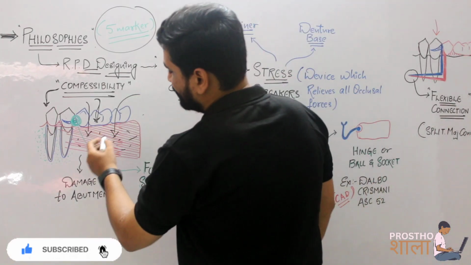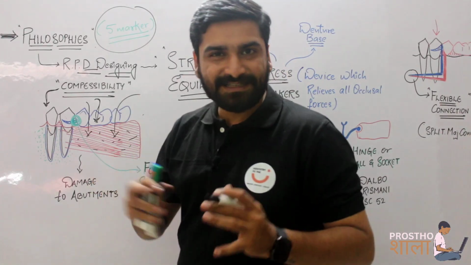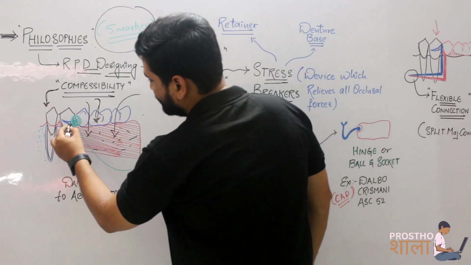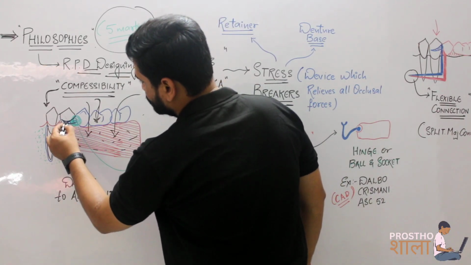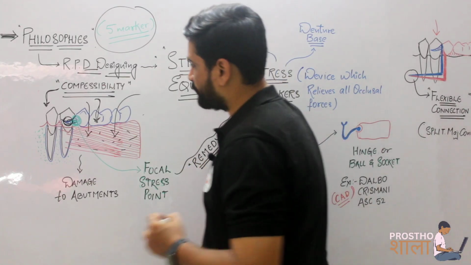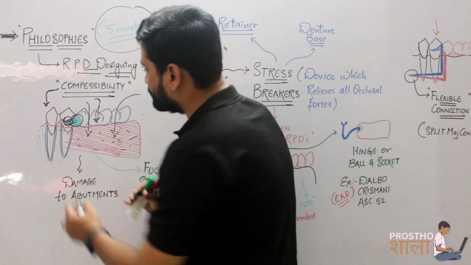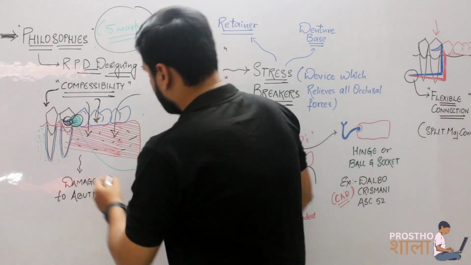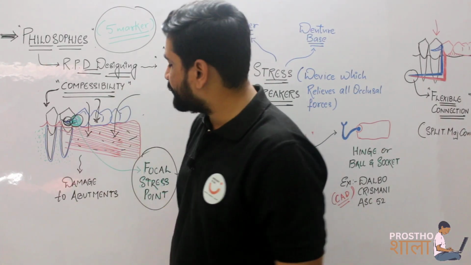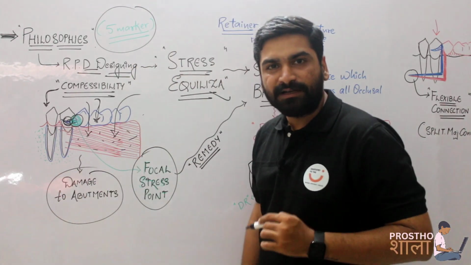In that case, what was happening was, to retain the RPD in position, because it's a rigid design, it is not going to move much. So the RPD used to retain itself by transferring all the forces to the retentive arm of your RPD, that is to the clasp arm. And this area, the junction between your denture base and the retentive arm, becomes a focal stress point where all the stresses are subjected, right? Ultimately what was happening? Damage to the abutment teeth.